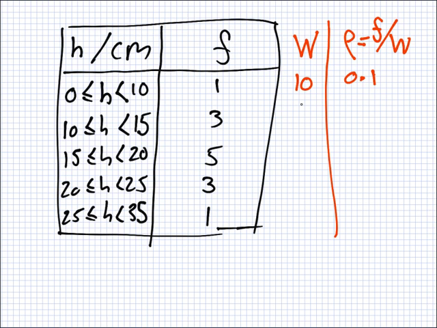Right, the next one, what's the width? 5. So frequency over width, 3 over 5, 0.6. From where did you get the 5? 10 to 15 is 5 units. Okay. Right. I'll let you finish and draw. Let's see what you get.